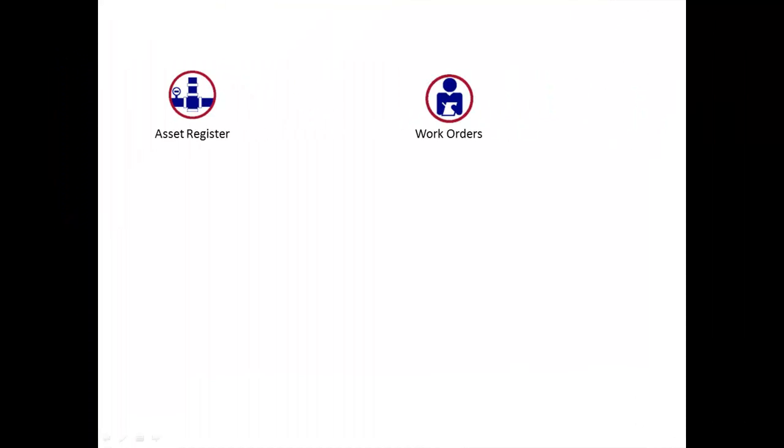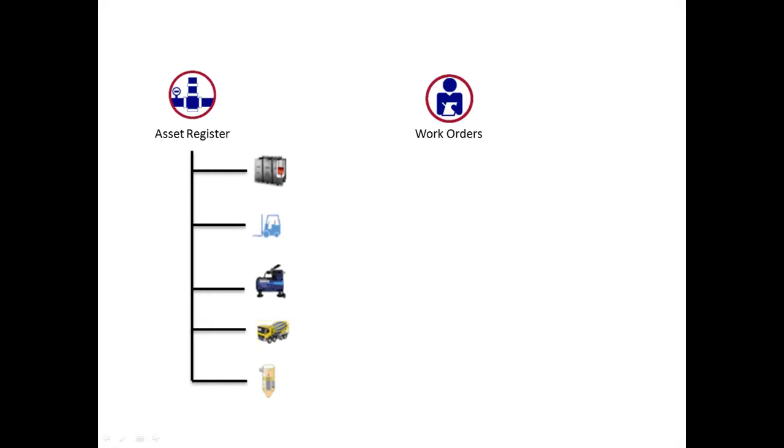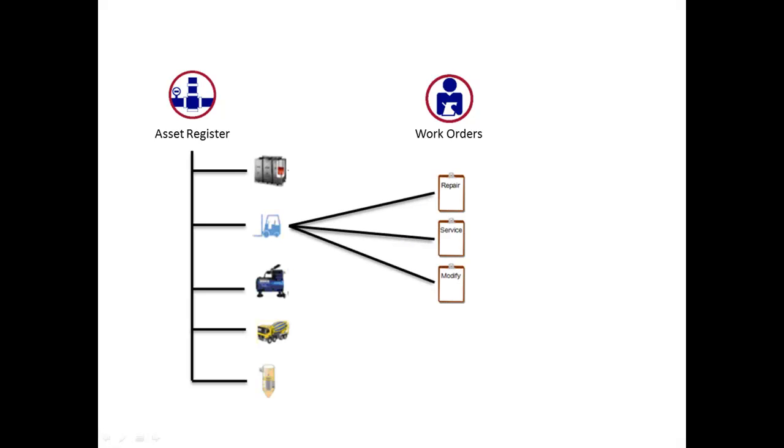All maintenance systems share the two most basic building blocks of a maintenance system, the asset register and work orders. The asset register in its most basic form is a list of the equipment that you are responsible for maintaining. Once an asset has been entered into the system, then the various maintenance tasks that you perform on the asset are recorded against that asset as a work order.